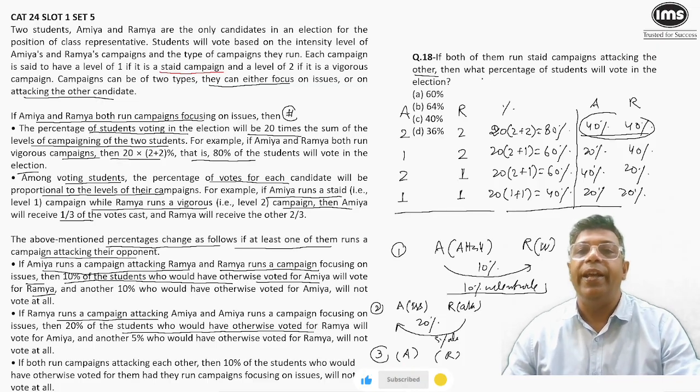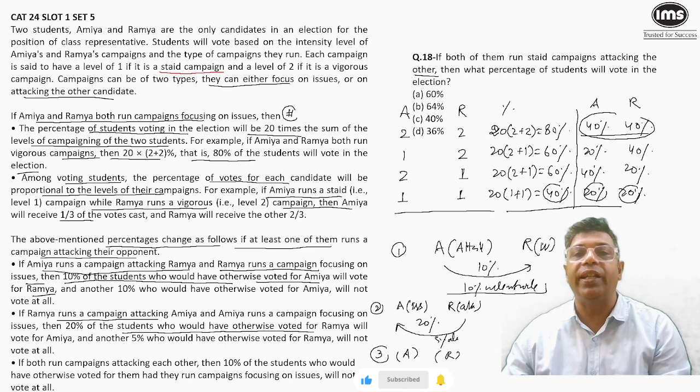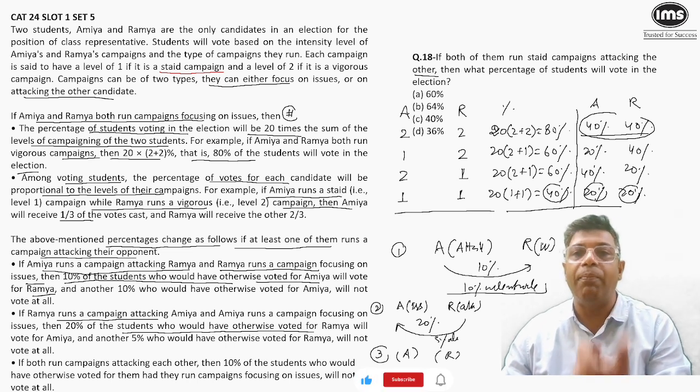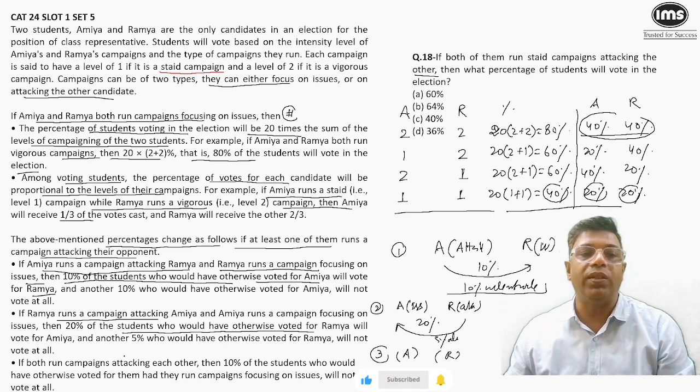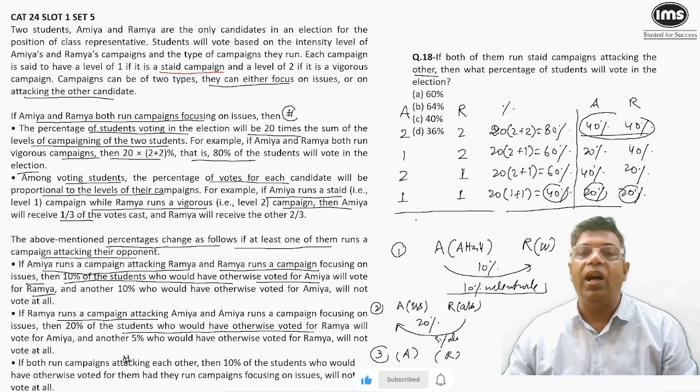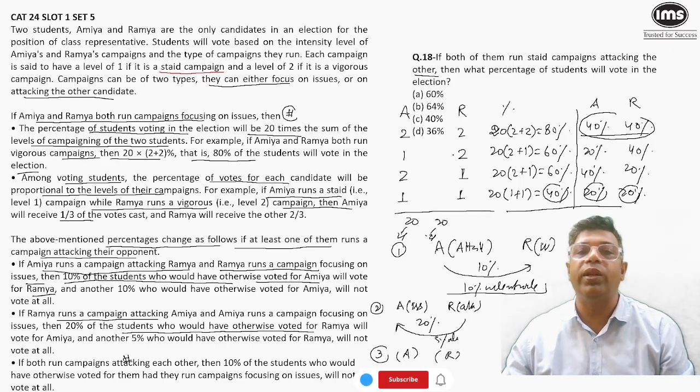So obviously, if both of them are running the campaign, it means total voting percent should be 40%. A and R should get 20% each, but this would be valid if they are running issue-based campaigns. But since both of them are running attack campaigns, the third case becomes valid. In that case, 10% voters of A will not vote. It means out of 20%, 2% will not vote for them. So total voting will be 36%. So for this question, option D is going to be the correct answer.